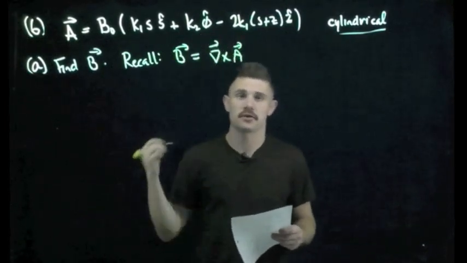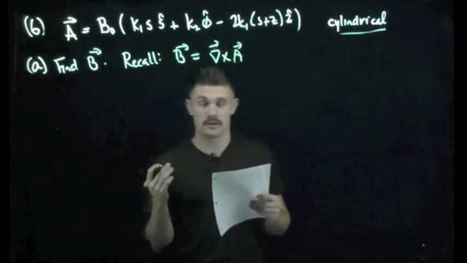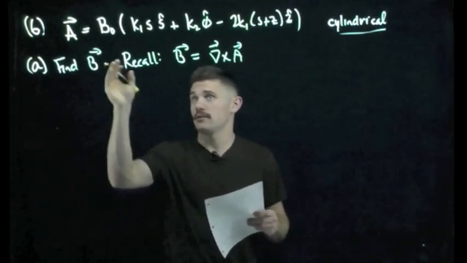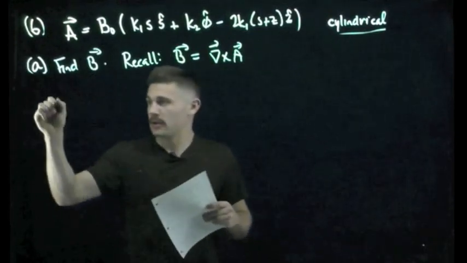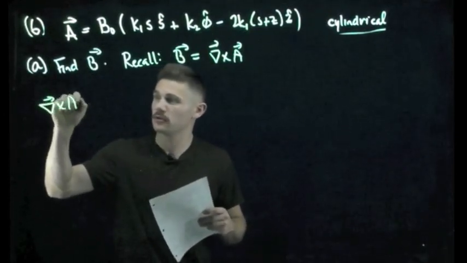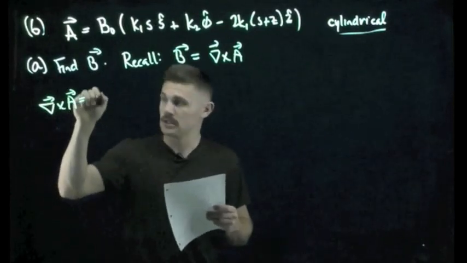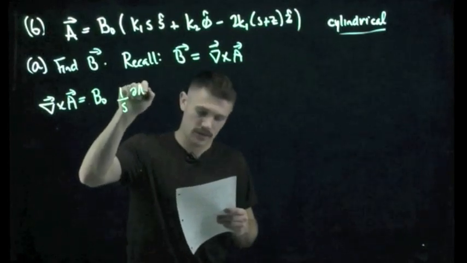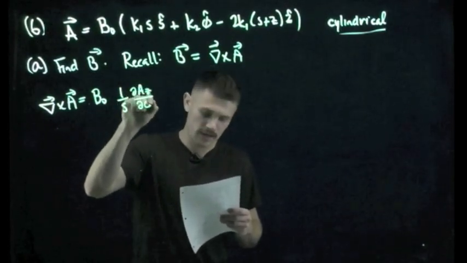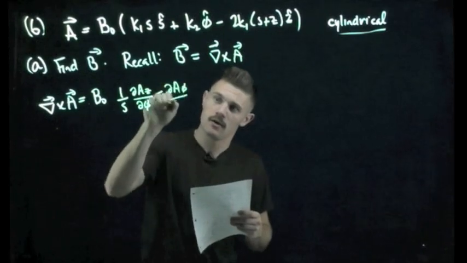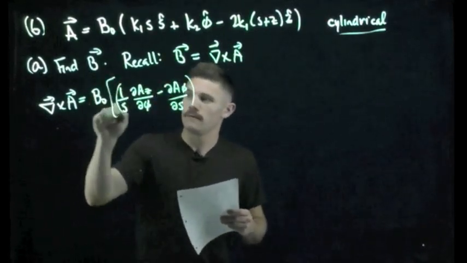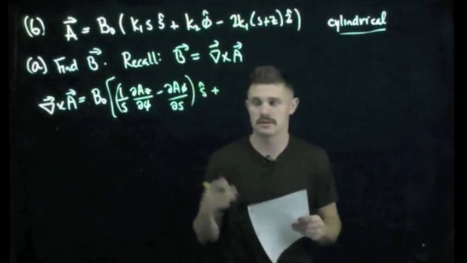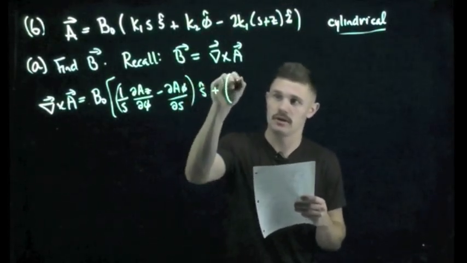So our magnetic field is the curl of our vector potential, and in this case in cylindrical coordinates we just have to do the curl and find B from A. So I have written here the curl in cylindrical coordinates. Write that down quickly. So we have some constant B naught, and then we have 1 over S d of AZ over d phi minus d of A phi over dz S hat. And again, this is just the standard curl formula in cylindrical coordinates, which you can get from a formula sheet. I just have it written here.